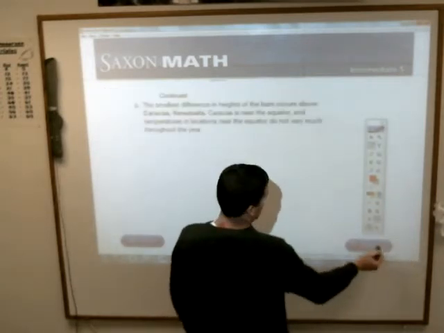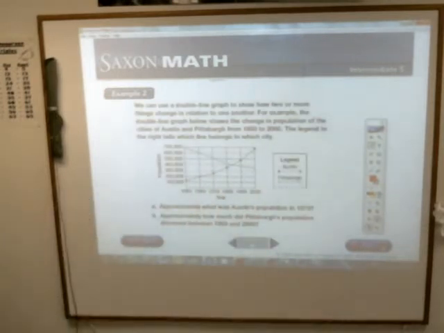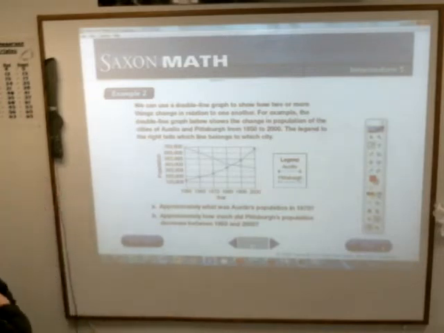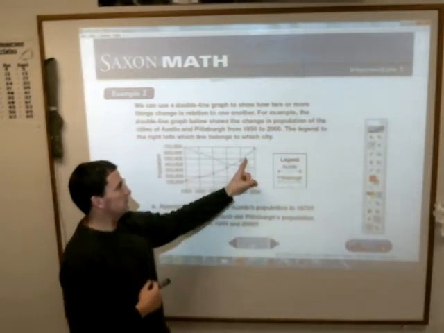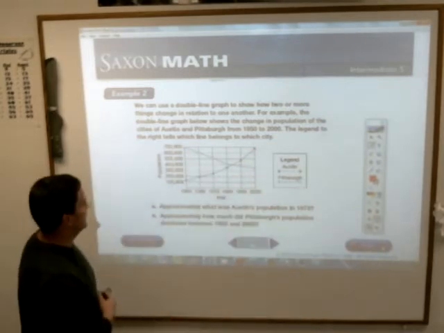Let's see what else they ask us here. Here is a double broken line graph. We can use a double line graph to show how two or more things change in relation to each other. For example, the double line graph shows the change in population of the cities of Austin and Pittsburgh from 1950 to 2000. The legend at the right tells which line belongs to which city. So Austin is the darker, the dots that are colored in. Pittsburgh is the dots that aren't.